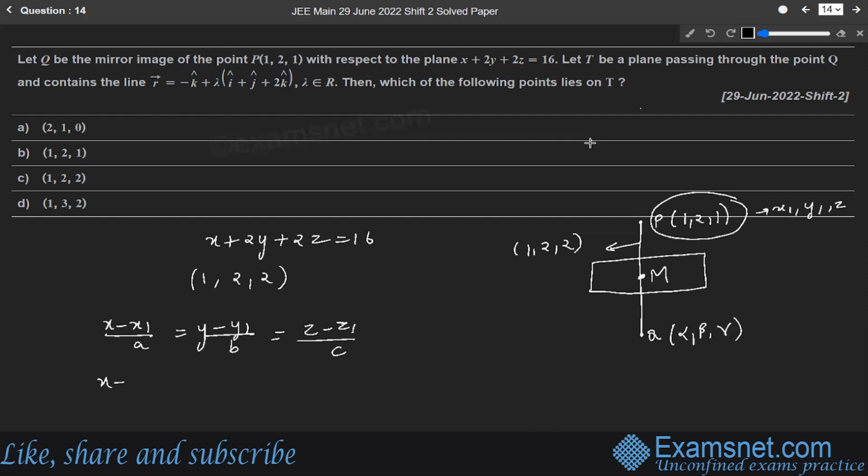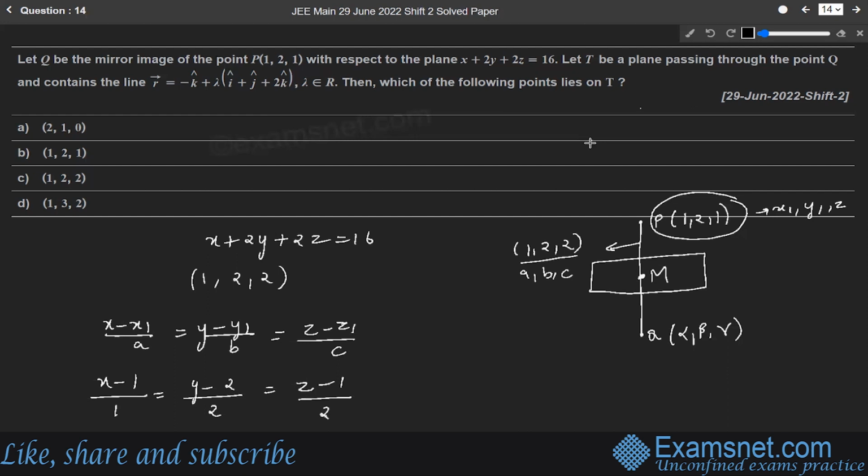So it will be (x - x1), where x1 is 1, divided by a. a, b, and c are the direction ratios of the line, which are 1, 2, and 2. So we have a as 1. It is equal to (y - y1), where y1 is 2, divided by b, and the value of b is 2. It is equal to (z - z1), where z1 is 1, so z - 1, divided by c. c is again 2.